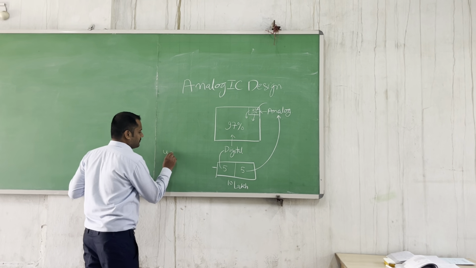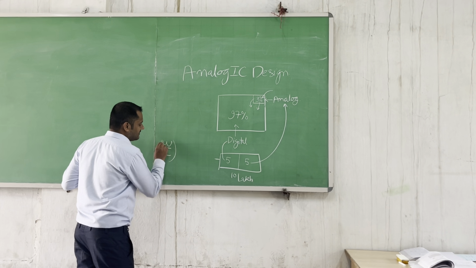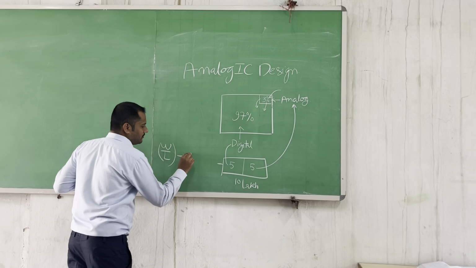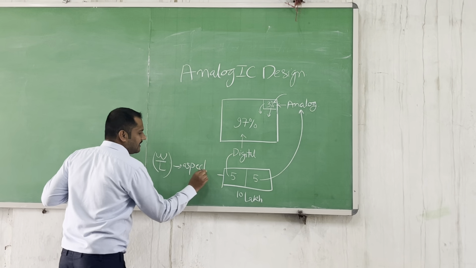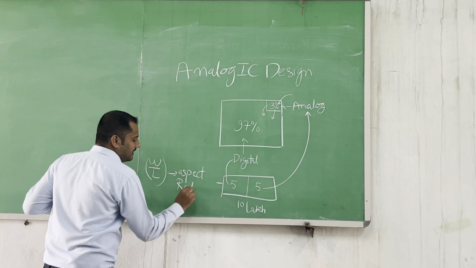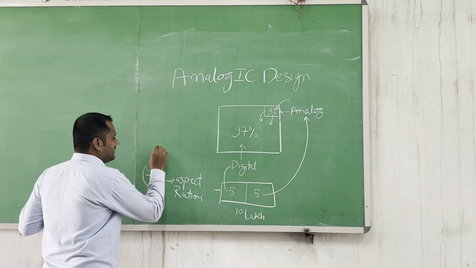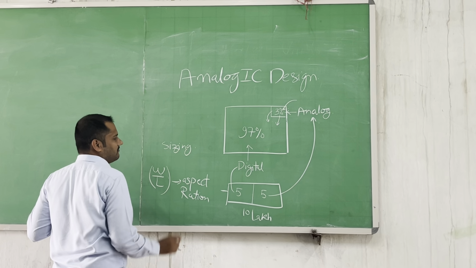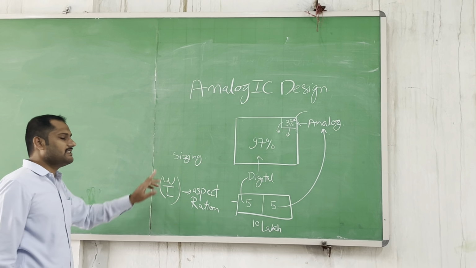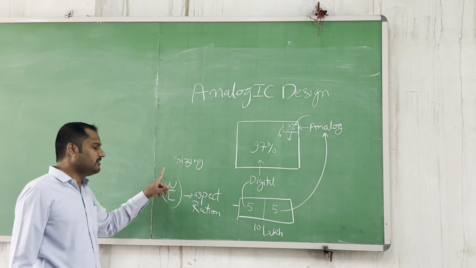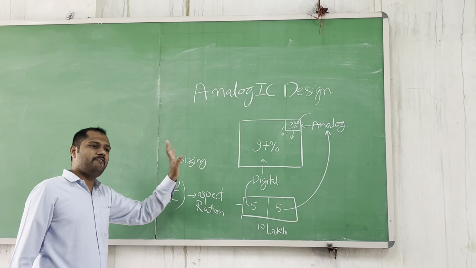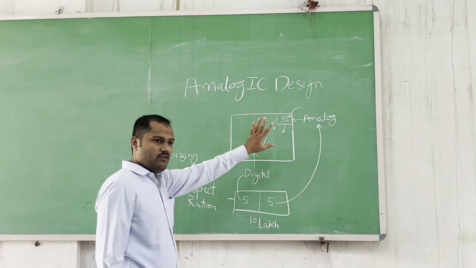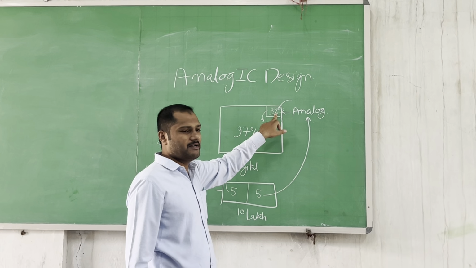This W by L for a transistor is called the aspect ratio. What do we call this? Aspect ratio. And this comes under sizing information. We call this the aspect ratio or sizing information. You need to find out W by L individually for each and every transistor, all of the transistors in this 3% IC only.